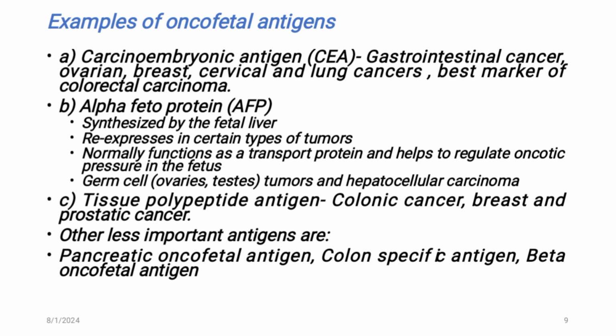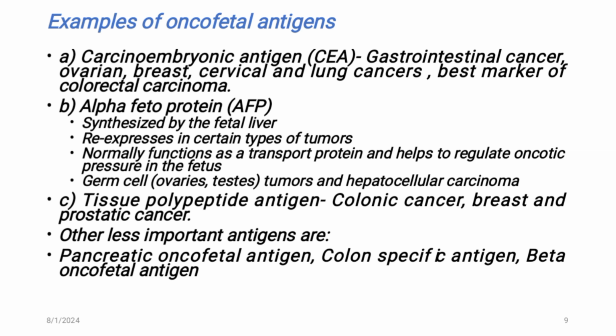And the third oncofetal antigen is the tissue polypeptide antigen. Tissue polypeptide antigen shows the presence of tumors and cancers, and we can get the idea of which site has the cancer or tumor: the colonic cancer, breast cancer, and the prostatic cancer. So the tissue polypeptide antigen is a specific tumor marker for the colonic cancer, breast cancer, and the prostatic cancer.